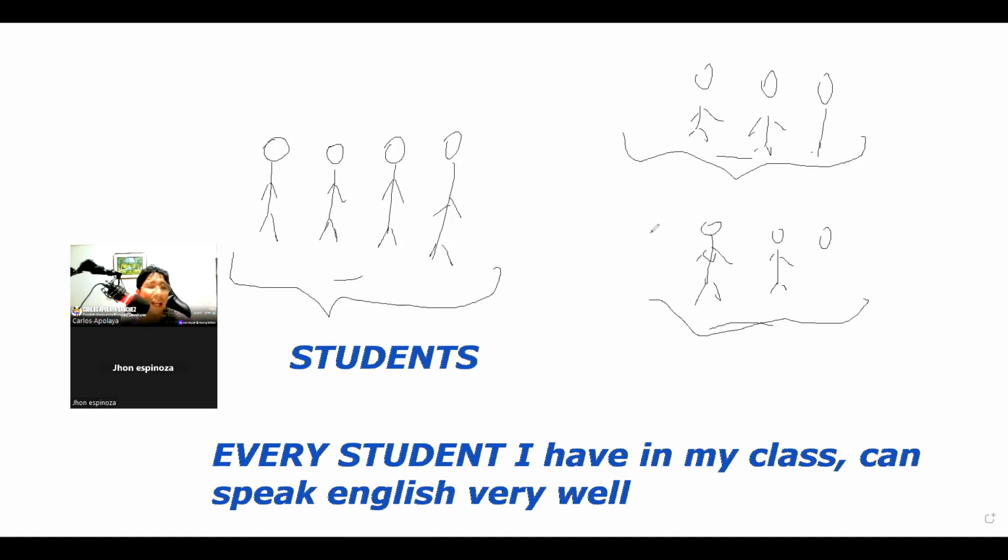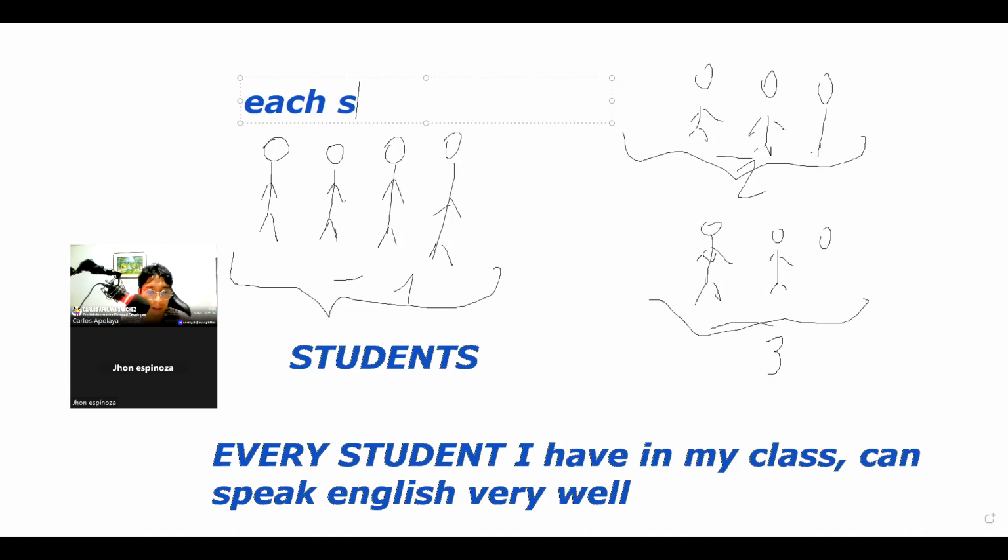My question, who can speak English very well? Just this group, or group number 1, group number 2, or group number 3? 1, 2, and 3, just 1, just 2, just 3. It says every student I have in my class can speak English very well. 1, 2, and 3, right? That's amazing. When you use every, it means a collective group in general, you know, every student I have in my class can speak English very well. So you use every.